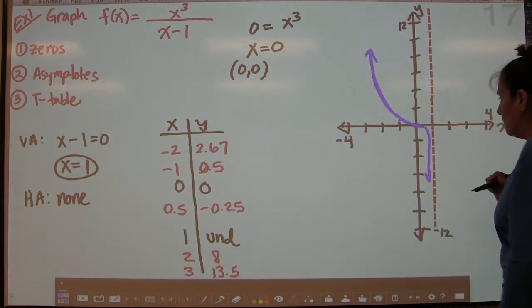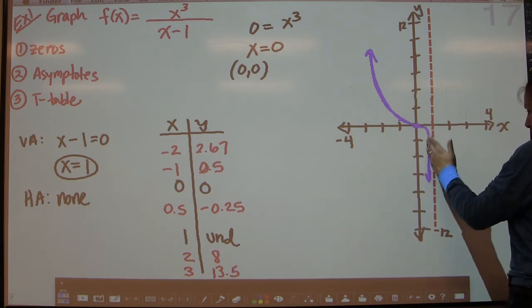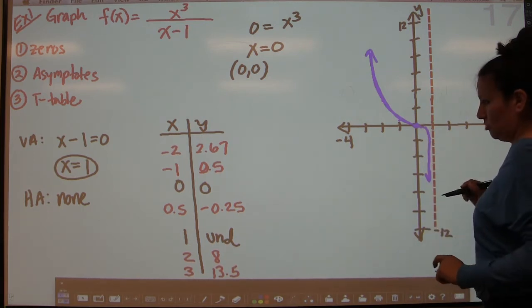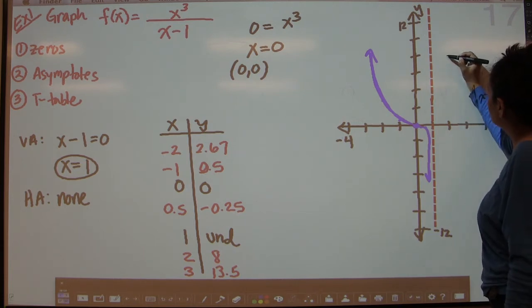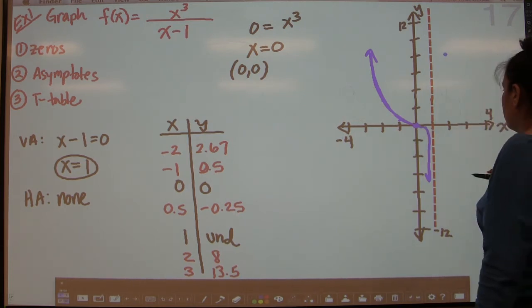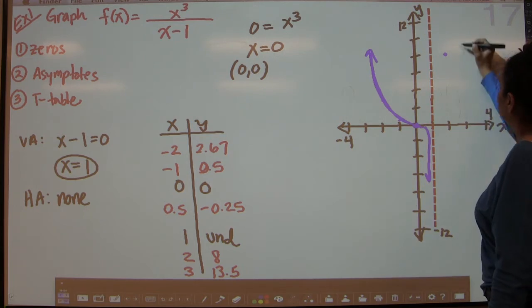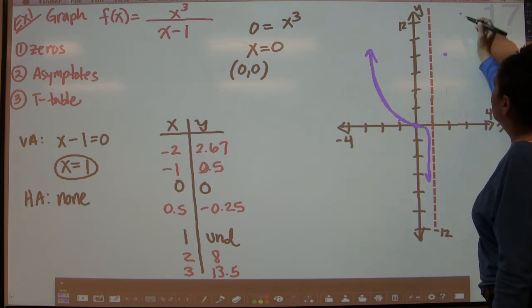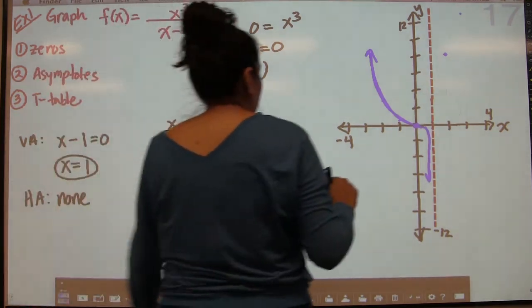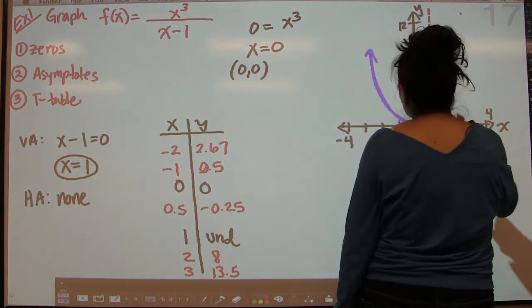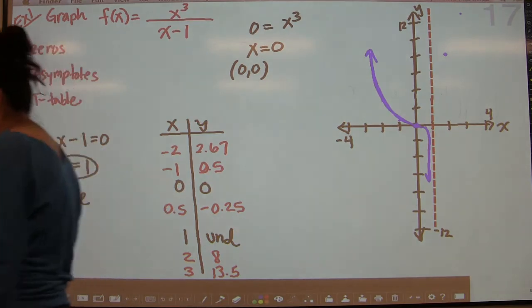Remember, it can't cross the asymptote, so it's just going to be really close to it, but not going to cross it. And then at 2, you're going to have 8, 2, 4, 6, 8. 3 is going to be 13 and a half, so it's going to be up here somewhere. But you can also check with your calculator to see if you're onto the right track.